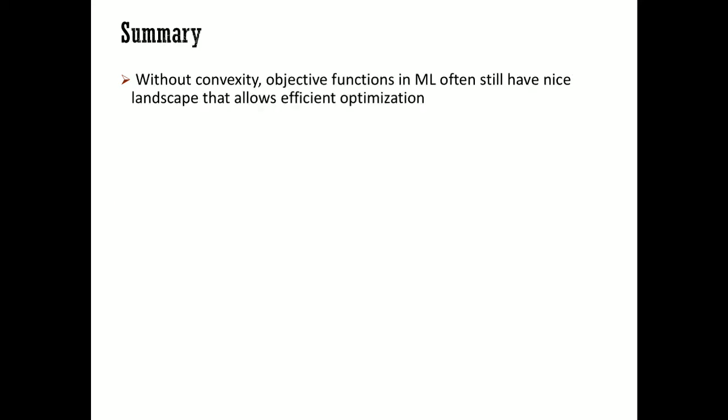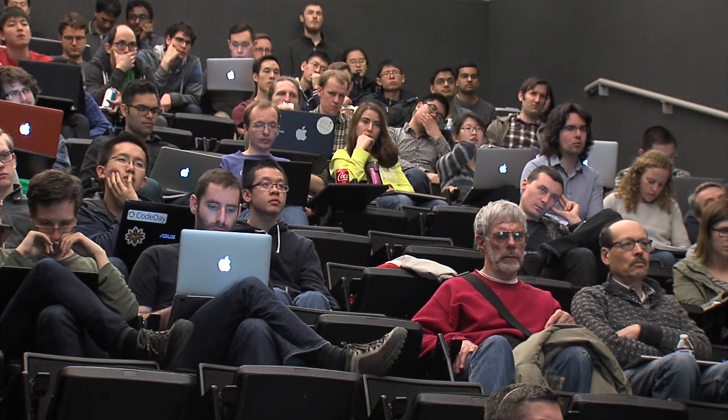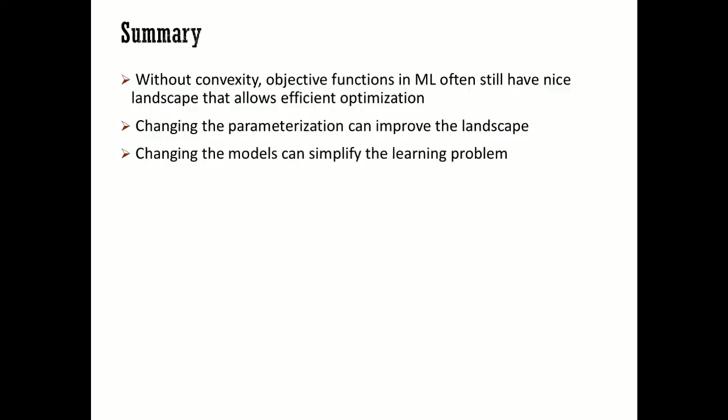All right, so as a summary of this talk, first of all, we showed that without convexity, average functions in machine learning can still have nice geometric properties that allow efficient optimization. And second, we showed that changing the parameterization can improve the landscape. And third, we briefly discussed that changing the models can also simplify the learning problem so that we don't necessarily have to train complex models like RNN and LSTM in certain situations. I'll stop here. Thank you.